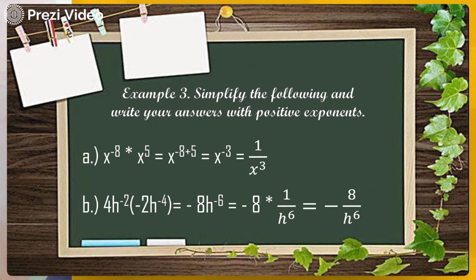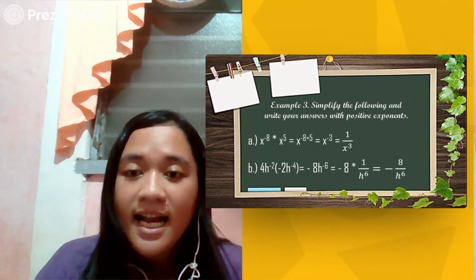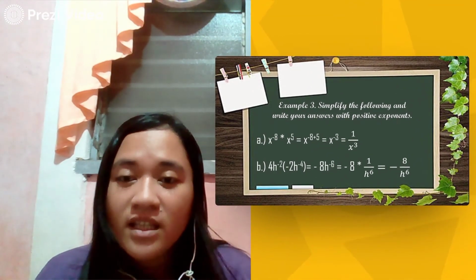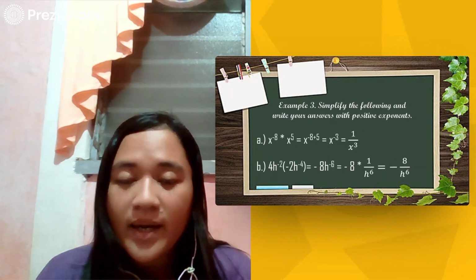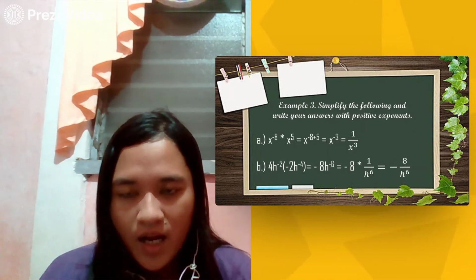Applying the product rule, we copy the base since they are the same, then add the exponents. Negative 8 plus 5 is negative 3. The problem says our answer must have a positive exponent. Since the exponent is negative, what do we do? We take the reciprocal, so that is 1 over x cubed. That is all you do: when the exponent is negative, take the reciprocal.